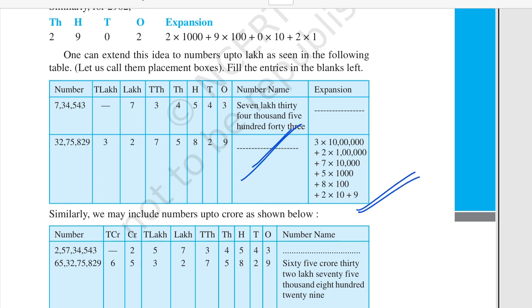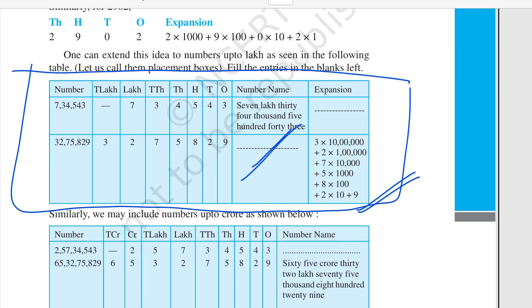While making this placement box or the place value chart, we can do all three things. Apart from that, I will also teach you how you can find the expansion property of any number without using this placement chart. Now let's continue with the placement chart.